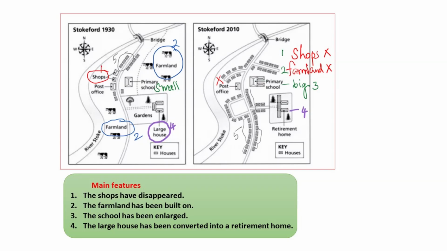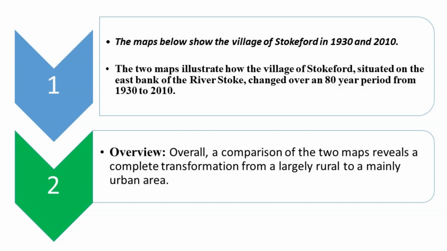Then the third difference is the primary school, which was very small in 1930, has become bigger, like almost double the size in 2010. And the last one, the large house and the gardens are replaced with the retirement home. So these four major features we will describe. So let's start writing the essay.